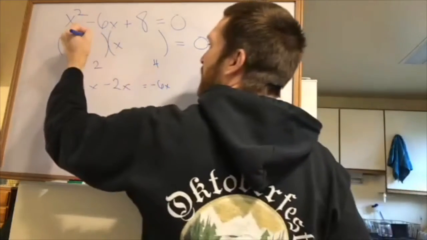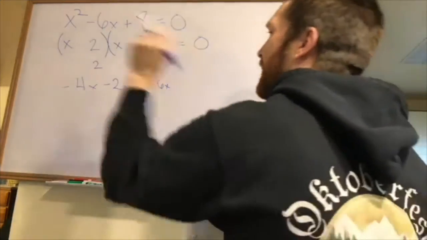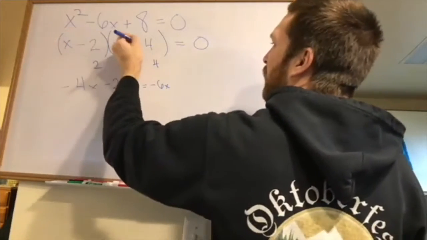So I'm going to go ahead and write in my 2 and my 4. Now we just need to figure out signs. What sign goes in front of the 2? Minus. And what about the 4? Minus. Good. All right.